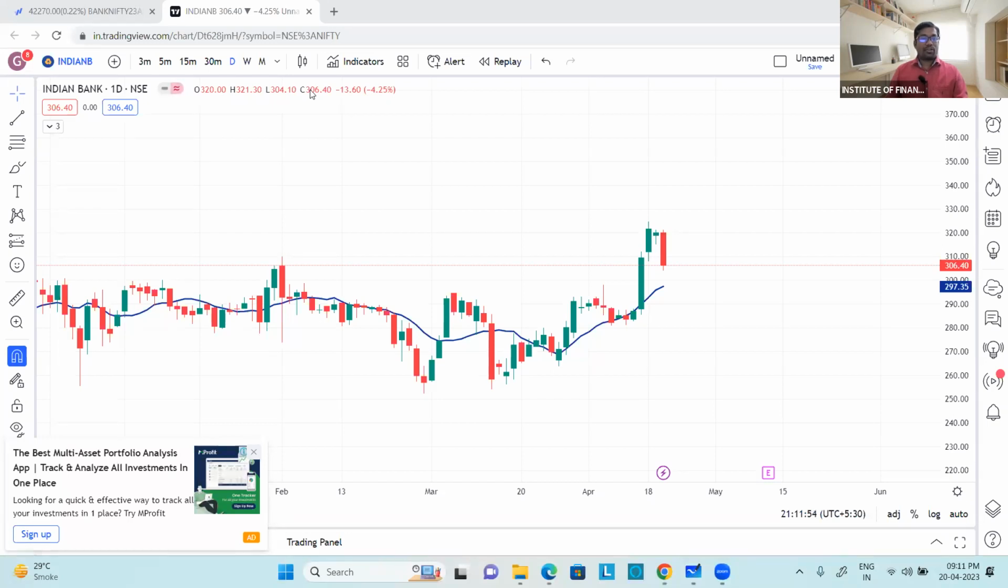When we are seeing the future chart to take entry, which ATM option should we take? It should not be the future ATM, sir. It should be the spot ATM.